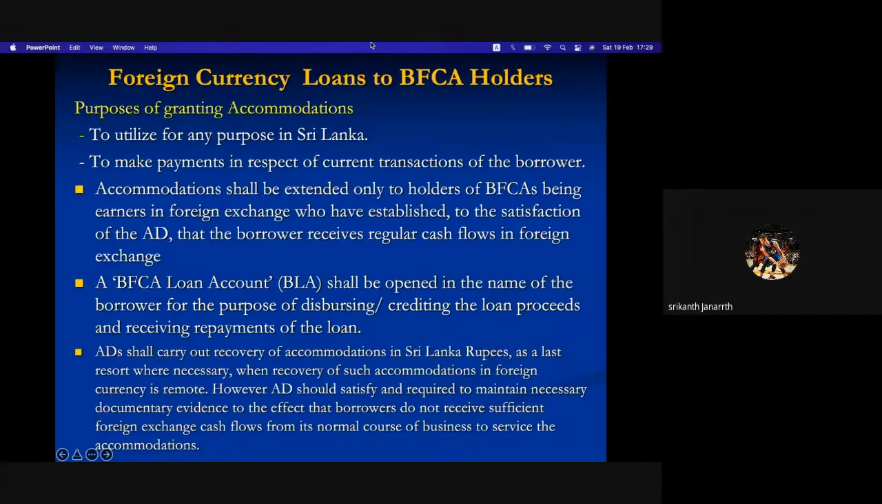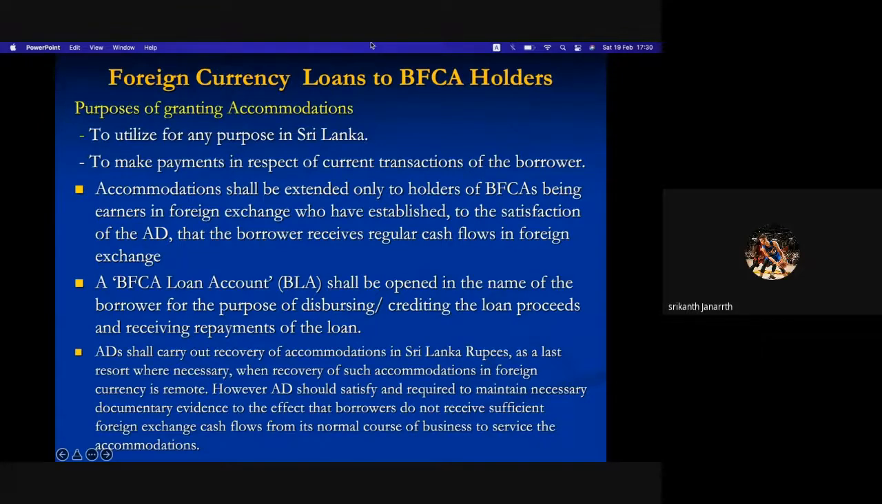It takes time. So the loan cannot be kept open for more than a specific period. Maybe 90 days maximum, right? You have to repay the loan. Maybe one year maximum the bank can give, depending on the loan agreement. If the borrower is unable to repay the loan, the bank has no option but to take all the remedial action. As a final step, the chances are very remote. They have to get document evidence that he is not getting any export proceeds anymore. Then converting that loan into rupees and recovering is possible.